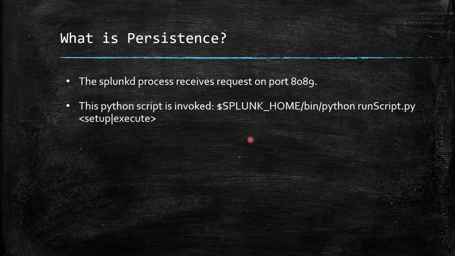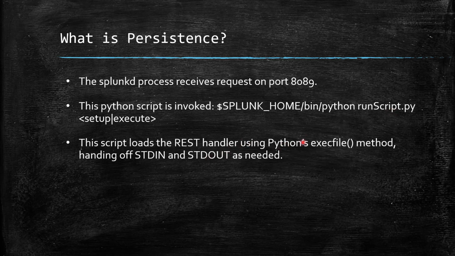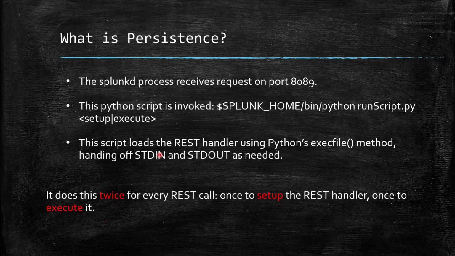So basically when it gets the request over here, it runs this particular script. The script loads the REST handler using the Python execfile method and handles the system standard input and output. As we have seen, it does this twice for every REST call: once to set up the REST handler, and another to execute it. Setup basically means creating an object of the class which is handling that request.